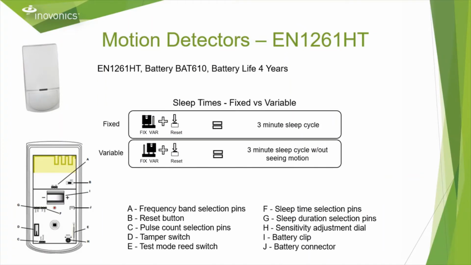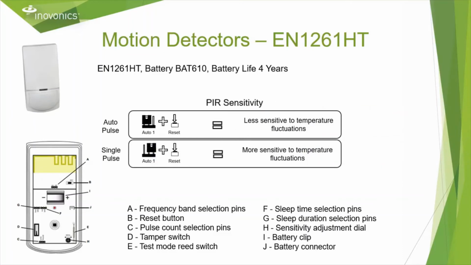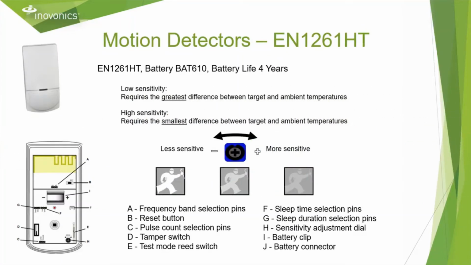The EN1261HT is our motion detector designed for high traffic environments. This motion detector uses a customized battery that provides a 4-year battery life, has the option of a fixed or variable sleep time for your customization, the ability to choose between auto or single pulse mode, and the option to adjust the sensitivity for greater accuracy.